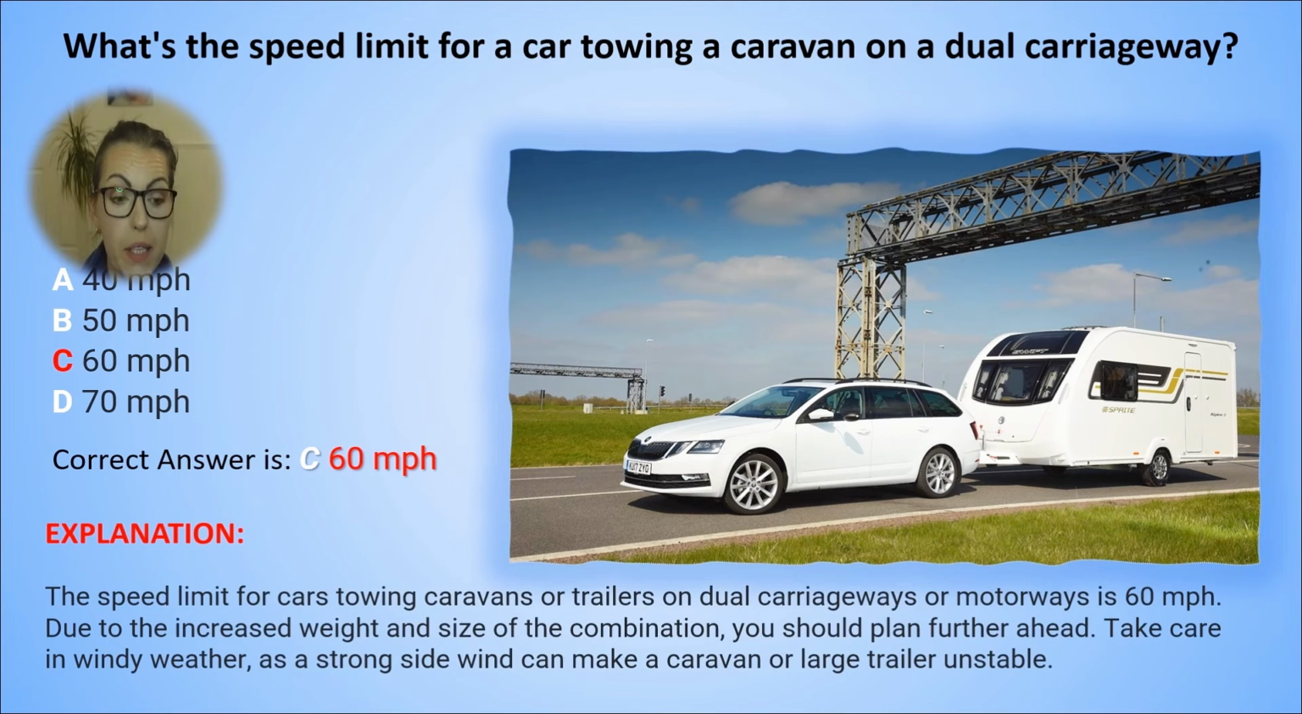Explanation. The speed limit for cars towing caravans or trailers on dual carriageways or motorways is 60 miles per hour. Due to the increased weight and size of the combination, you should plan further ahead. Take care in windy weather, as a strong side wind can make a caravan or large trailer unstable.